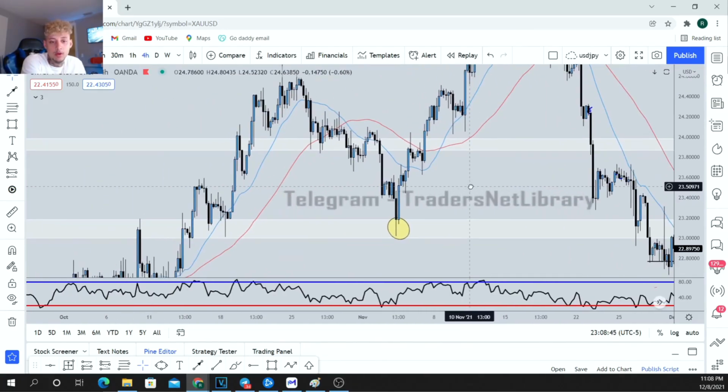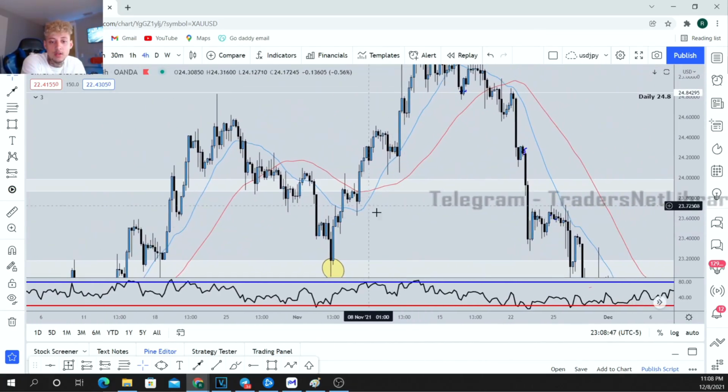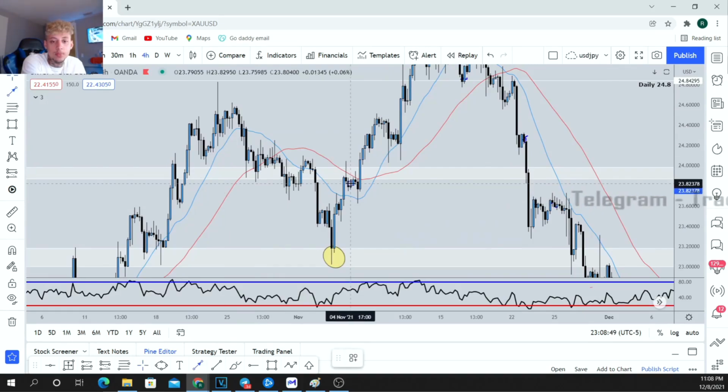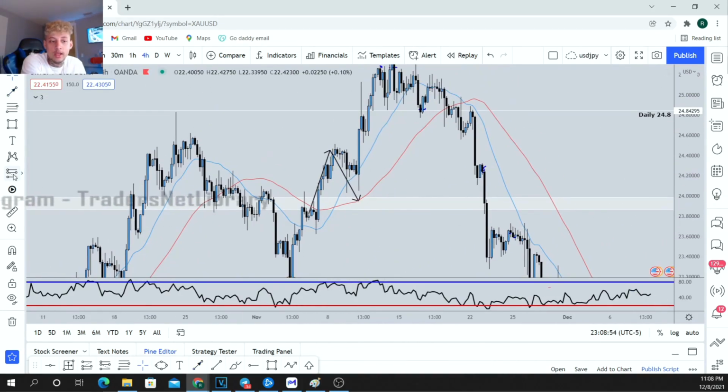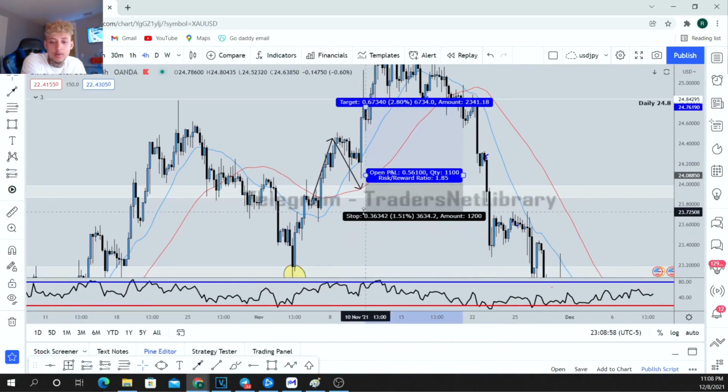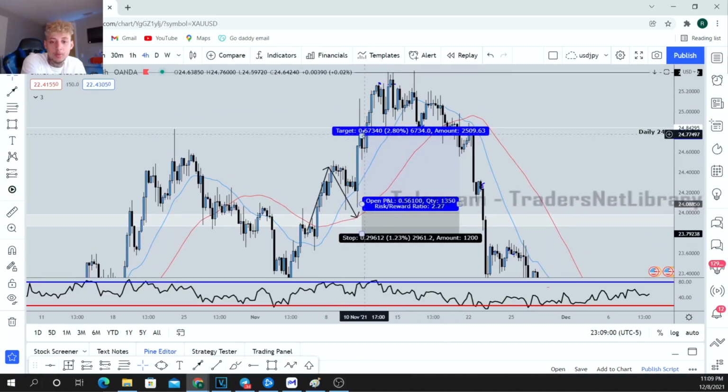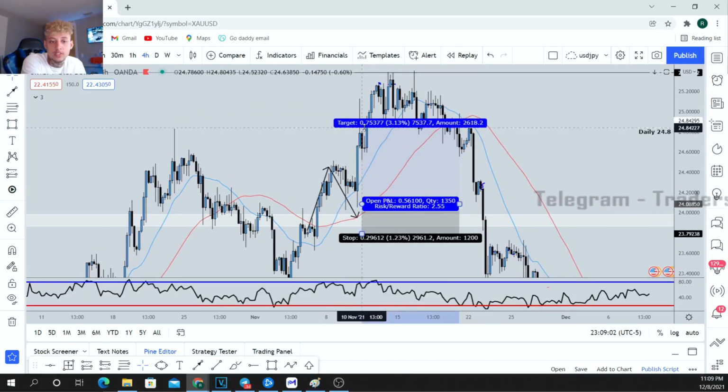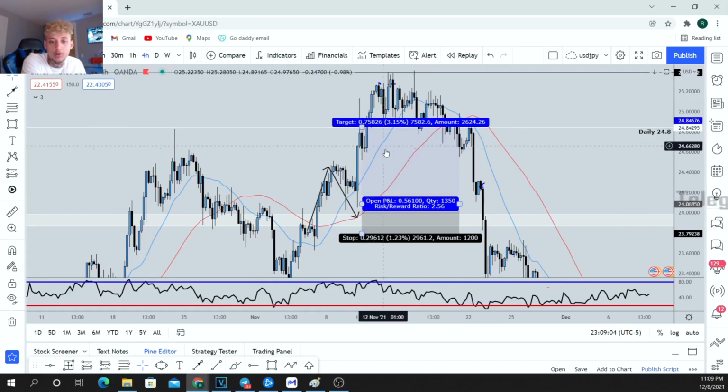So let's just make an example here, right? Let's just say we see price break this level of support, come up, and then come all the way back down to support, right? And let's just say our entry is here. Our stop loss is going to be under support, and our take profit is going to be our next level of resistance, which you can see is right up here.